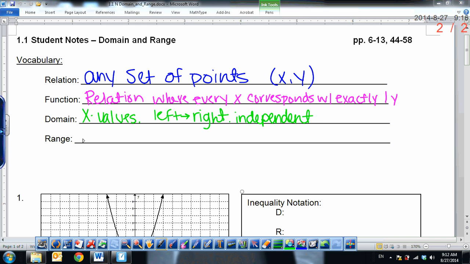All right, so on the other hand, range is which values? Your y values. How do we write our range? Where do we go, from where to where? Is it top to bottom or bottom to top? Bottom to top. Good. These are dependent variables.